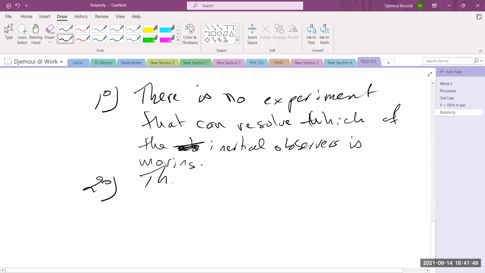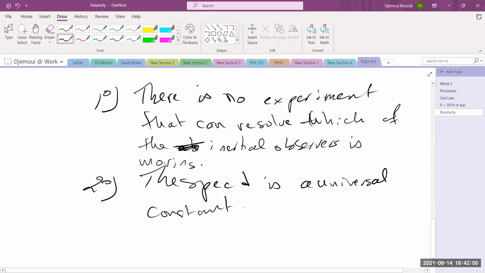The speed of light is a universal constant for all inertial observers.